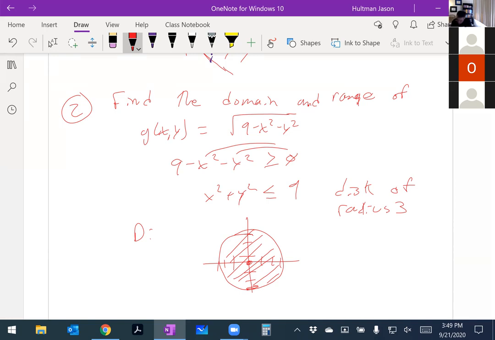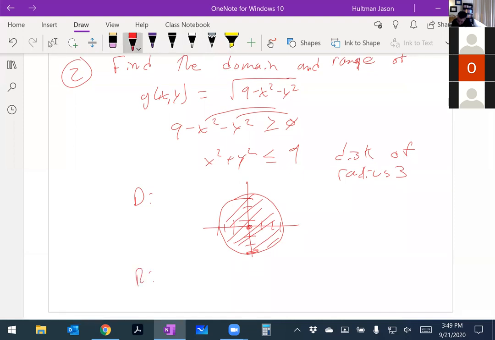Okay. Well, what about the range? Let's say that we're at this point here on the disk. Say that we're at 0, 3, right? Then what would be the function value there for g of x, y? Well, g of x, y would be 0, right? Because you'd get 9 minus 0 minus 9, and you would get the square root of 0, which is 0. So the lowest value that I could possibly have here is going to be 0. That will be my minimum value.